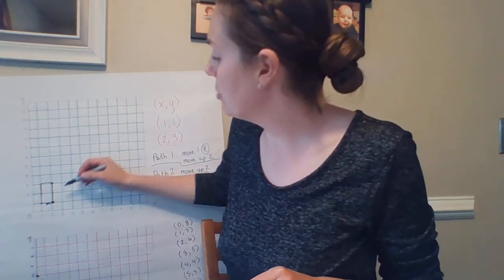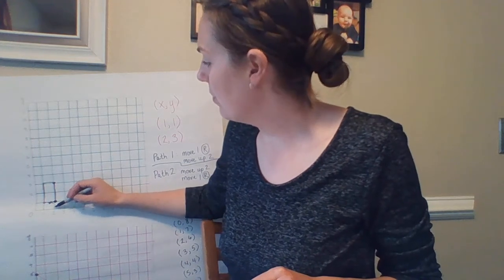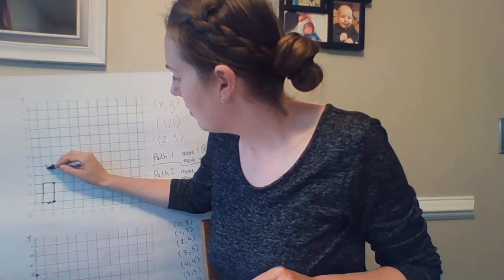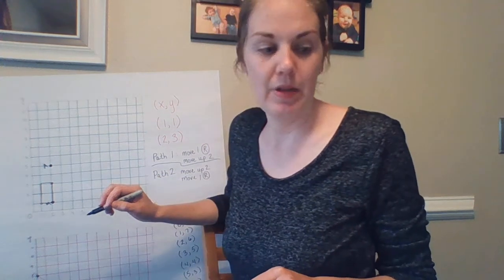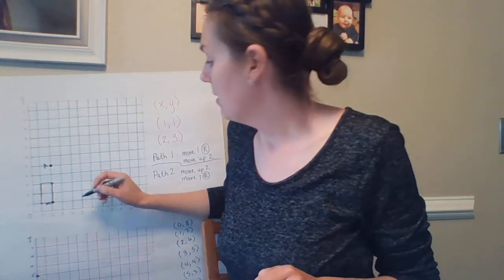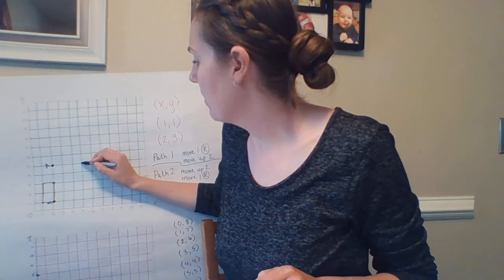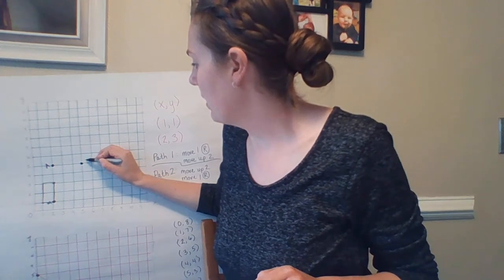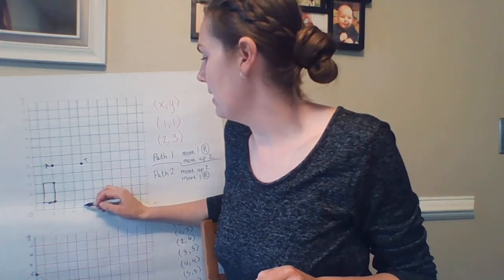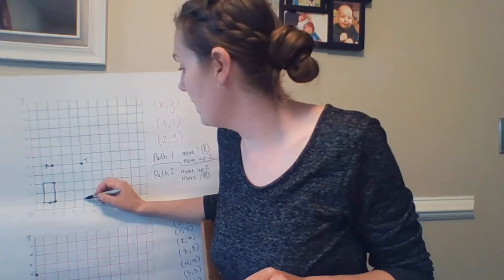A is at 2 and 5. So remember, we're going in order. So I would have 2 over and 5 up for point A. I would have 5 and 5, so I would go over 5 and up 5 for point T, and I would go over 5 and up 1 for point H.